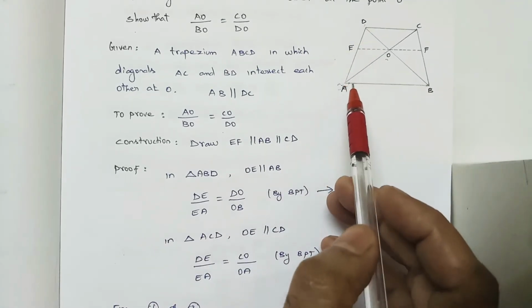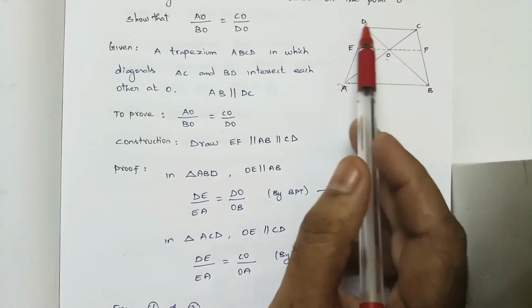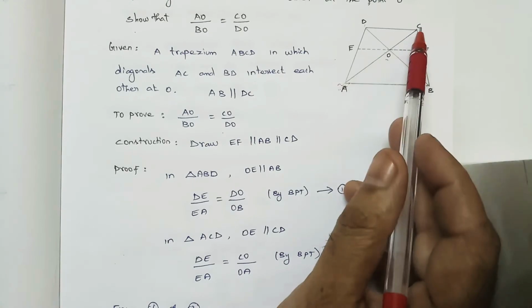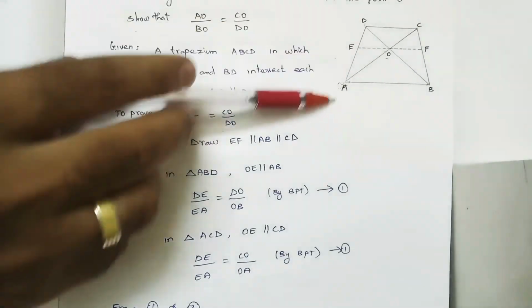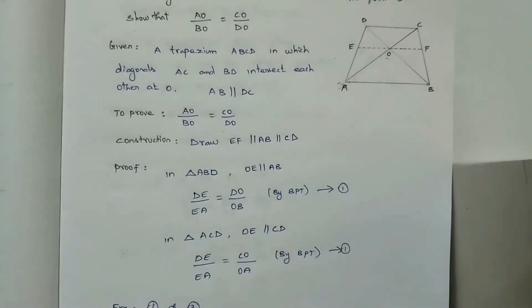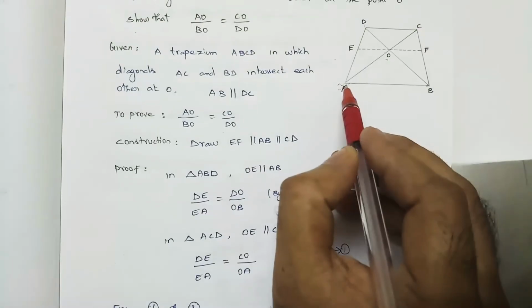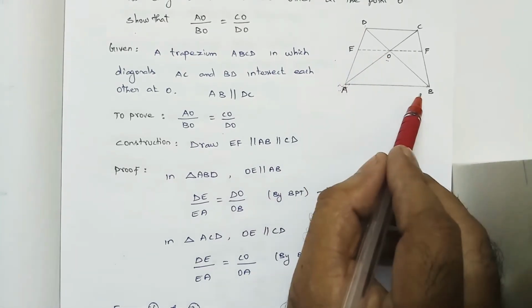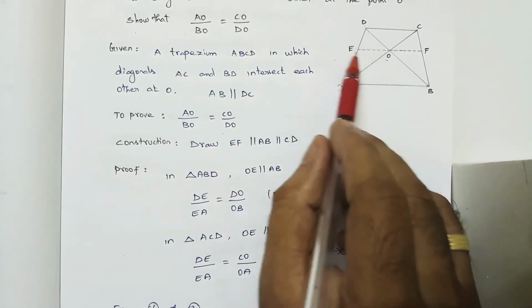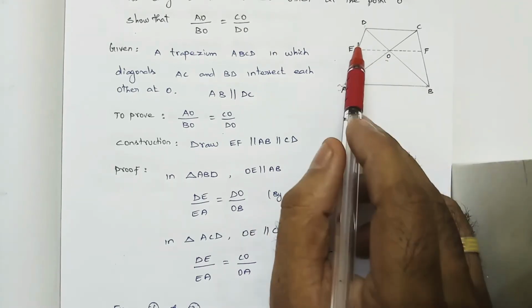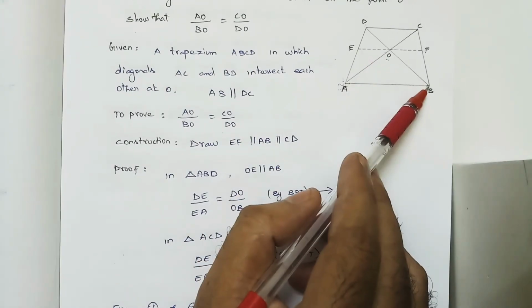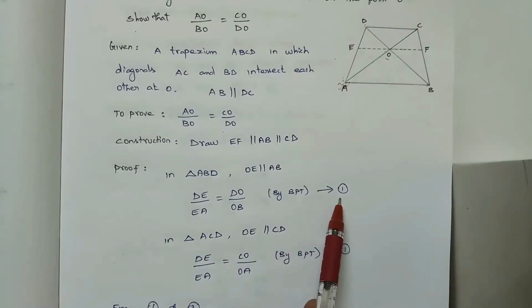Next, I am going to take the triangle ACD. Here, the next diagonal AC is coming, and the common side AD is also coming. So with the help of BPT, we can prove it. In triangle ABD, EO is parallel to AB. So DE divided by EA is equal to DO divided by OB. Take it as equation number 1.